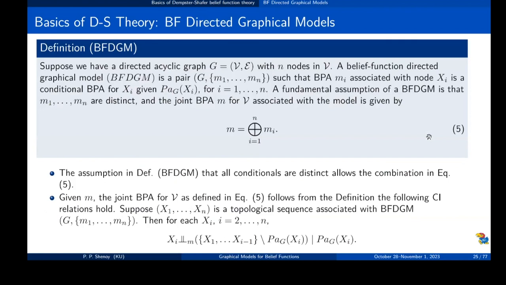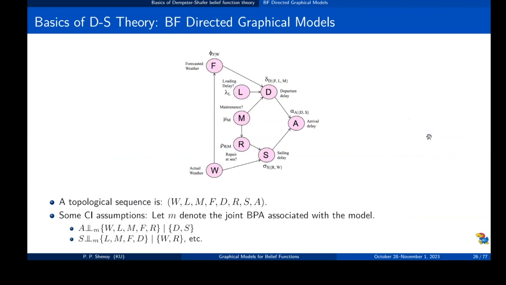Let me say it in words. Each variable xi is independent of the variables that come before it given its parents. And of course, since they have to be all distinct, the sets of variables have to be disjoint, we have to remove this. So, for example, in this example here, there's an edge from W to F in the sequence.